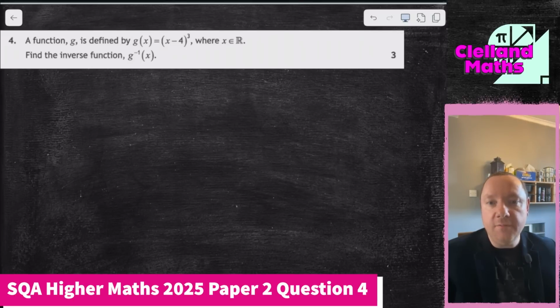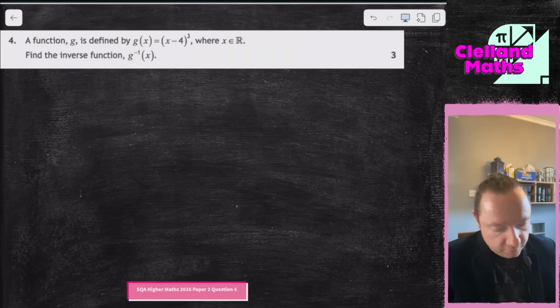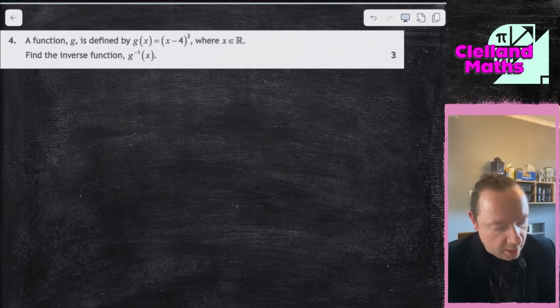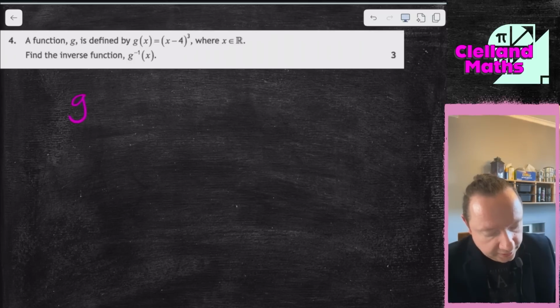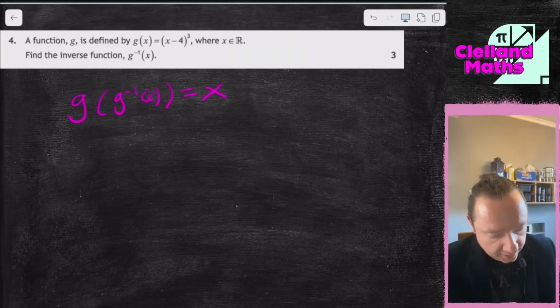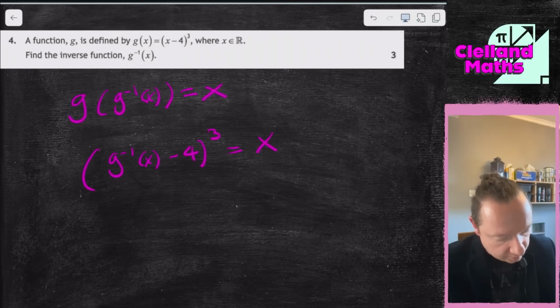SQA Higher Maths 2025, Paper 2, Question 4. The function g is defined as g of x equals (x minus 4) all cubed. Find the inverse function. There's 2 ways to do this. I'll show you both if you fancy. The first method is the way I prefer nowadays, which is to say that g of g inverse of x equals x. So if you just sub the inverse function into g, you'll get it. So that gives me (g inverse of x minus 4) all cubed equals x.